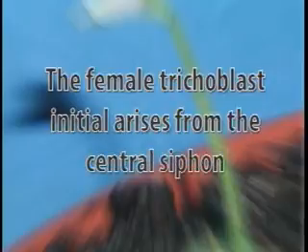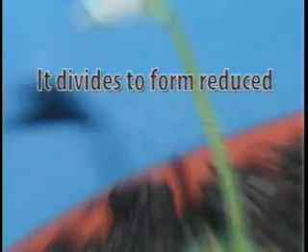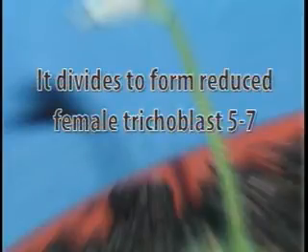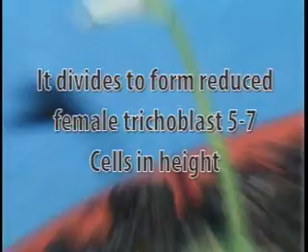Development of carpogonium. The female trichoblast initial arises from the central siphon 3 or 4 cells behind the apical cell. It divides repeatedly to form a reduced female trichoblast 5 to 7 cells in height. The 3 lowermost cells of the female trichoblast divide vertically to form an ensheathing layer of pericentral cells which are arranged in 3 tiers, one above the other.